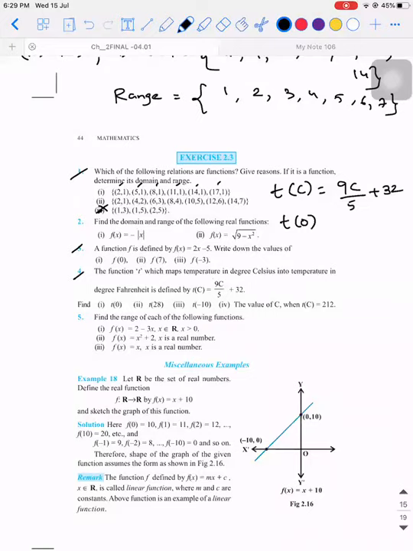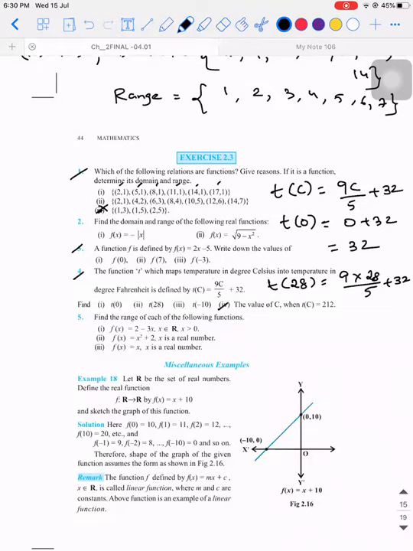What are you supposed to do? Wherever c is there, you have to substitute. So t of 0 means 0 plus 32. That's it, 32. Similarly, what is t of 28? 9 into 28 divided by 5 plus 32. This part and all I'm leaving it to you. Okay, I'll do the last one alone.